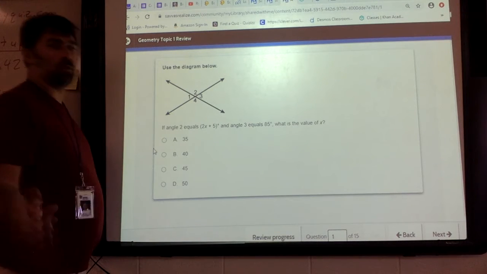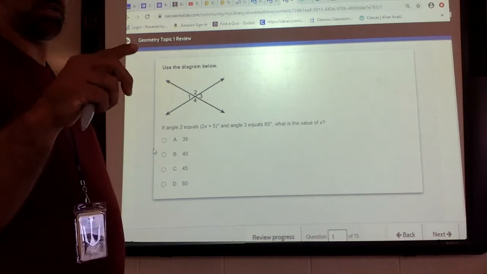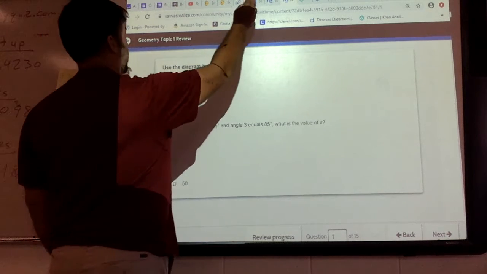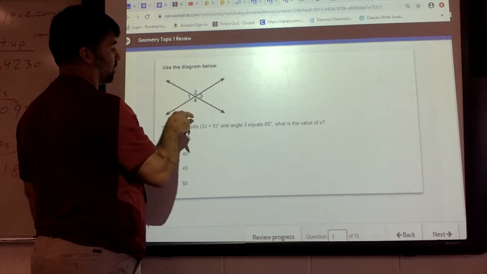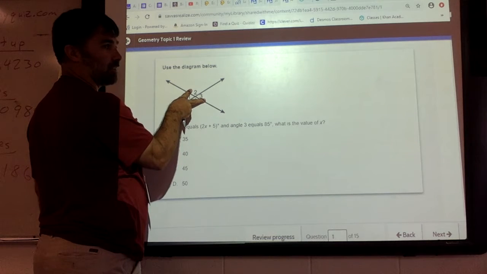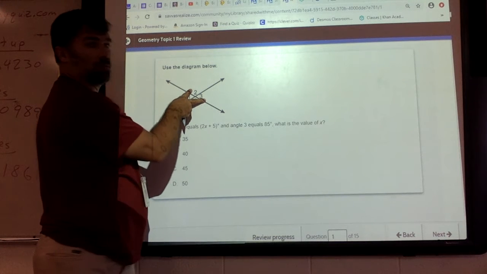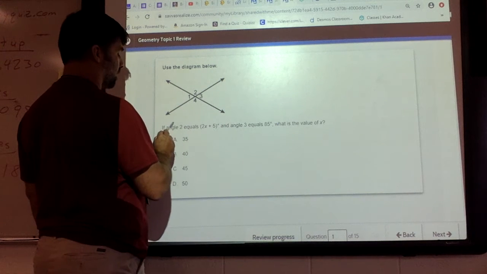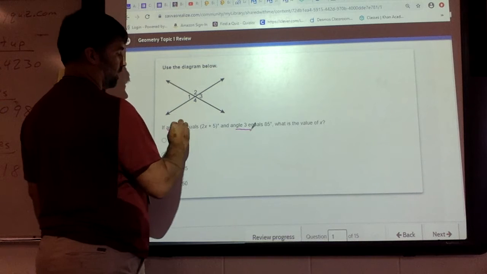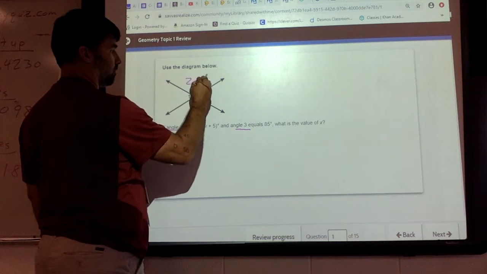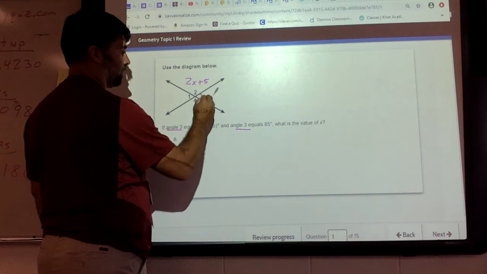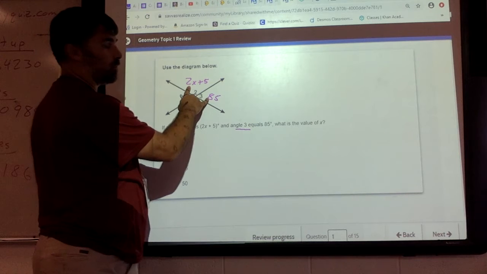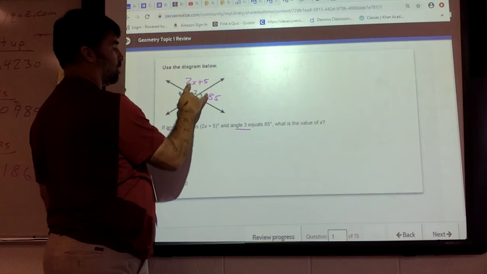In the previous video that I attached to this post is a video talking about linear pairs and vertical angles. Linear pairs are angle 2 and angle 3 added together are going to be a line, which is 180 degrees. So in this example, angle 2 is 2x plus 5, and angle 3 is 85. Those two together, again, linear pairs, that's a vocabulary term you need to know, are a line.